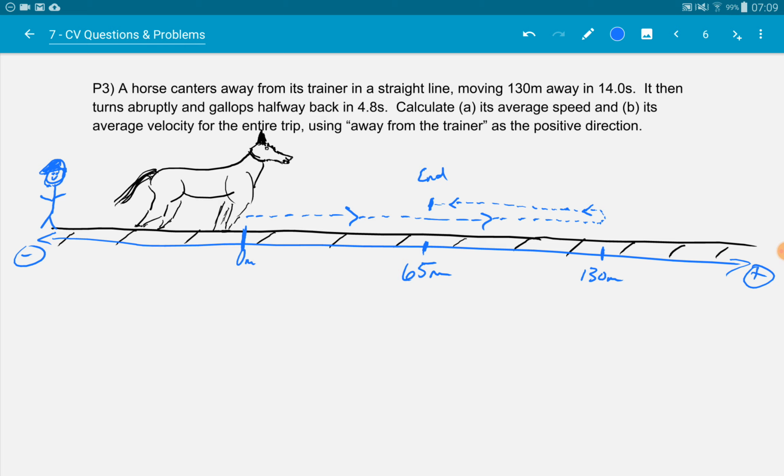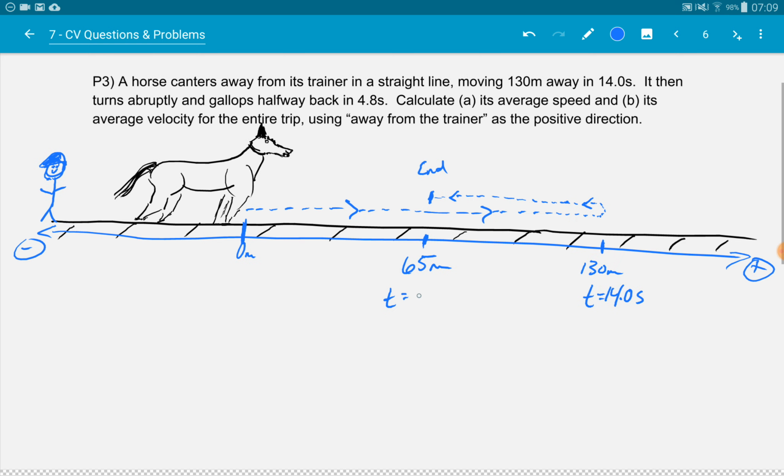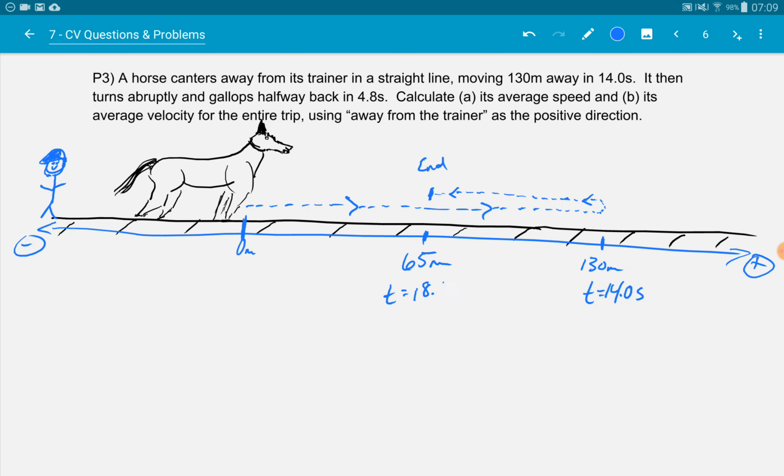Okay, sweet. So I've mapped out what he's doing here, and maybe I'll even put the times in here. So the time when he gets over here is 14.0 seconds. And now what's the time when he turns around and gets to the 65 meter? Well, it's 4.8 seconds later, right? So I got to add the 4.8 to the 14 there, and so now I get 18.8 seconds.